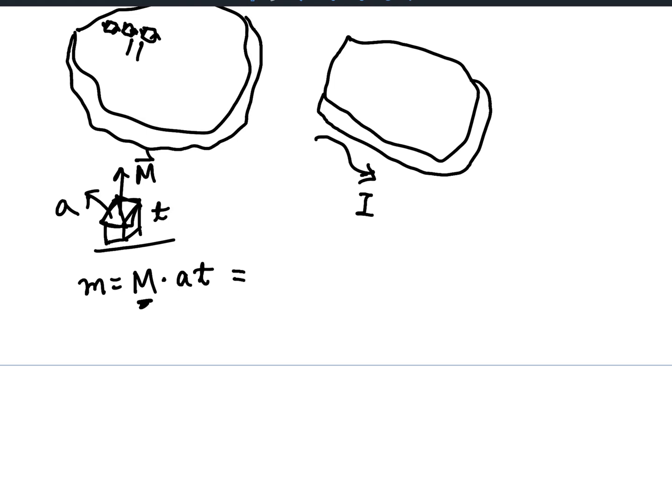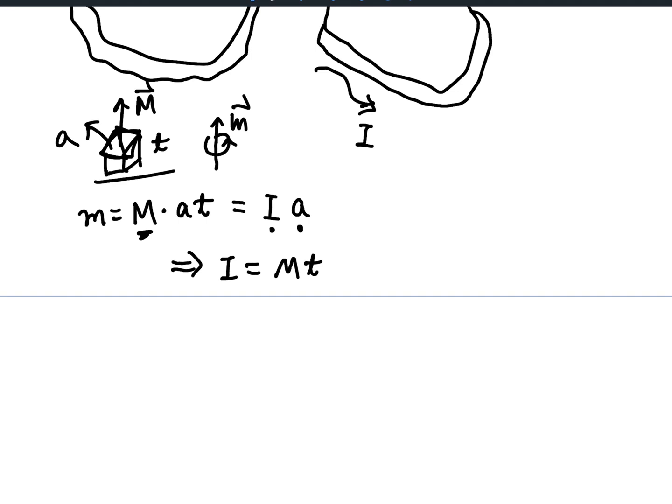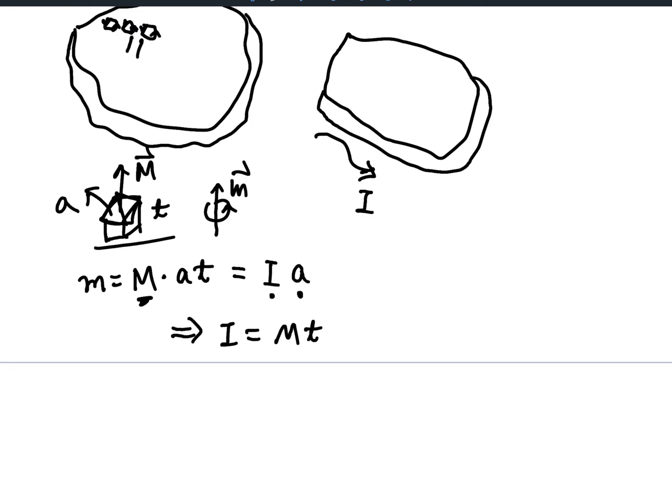We can also treat it as a dipole. The dipole moment is the current times the area. If we treat the whole thing as m, then this current I will be M times t. The current is moving this way, and the thickness is t. Let us assume the thickness is t.